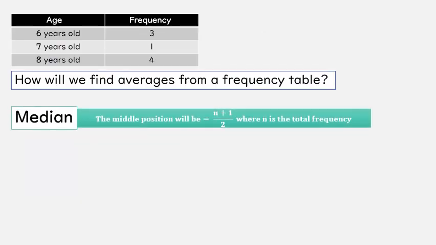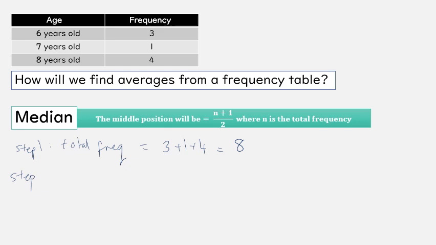Before you have a go yourself, let's just have a look at this example. So remember, step 1, we find the total frequency. And we do that by adding all of those frequencies up. So 3 plus 1 plus 4 gives me 8.